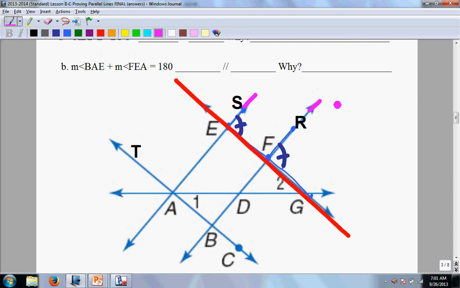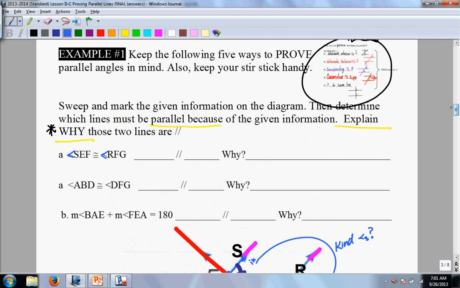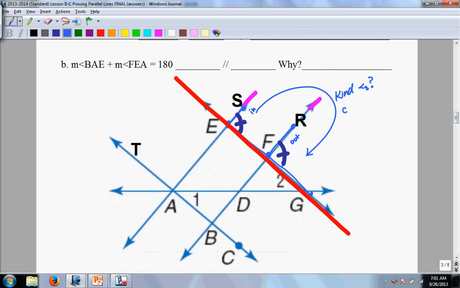to ask why. And how you answer that is you ask yourself, what kind of angles are these? Look really close. One's inside the line, one's outside of the lines, same side. So one's in, one's out, same side. That would be corresponding angles. And in this case, they are congruent. So that forces those lines to be parallel.